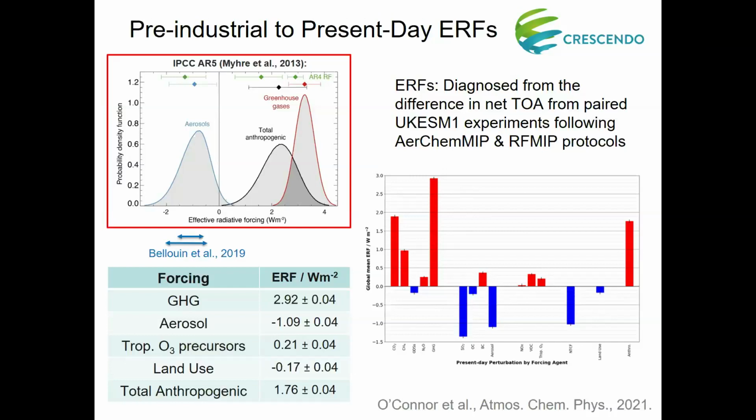The full uncertainty is more represented here in the top plot from the IPCC Fifth Assessment Report for aerosols, greenhouse gases and total anthropogenic forcing. And this larger uncertainty really reflects the representation in models, uncertainties in emissions, in the case of the aerosols, uncertainty in the pre-industrial state and so on. And you'll also notice that I've included here the uncertainties in the aerosol forcing from a more recent assessment led by Nicolas Bellouin, published in 2019.